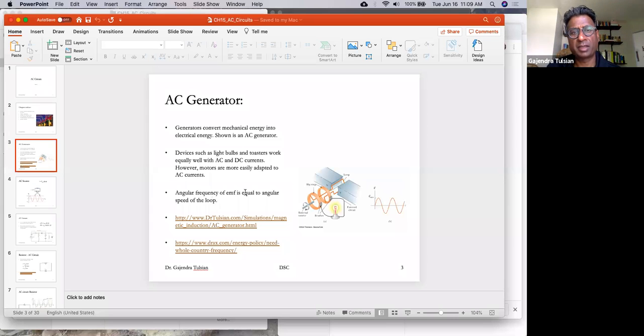So also the angular frequency of the EMF is equal to the angular frequency of the loop. So the frequency of this voltage is equal to the frequency of the loop. Okay. I'd urge you guys to read this article. That'll show you the importance of keeping the frequency constant. Okay.